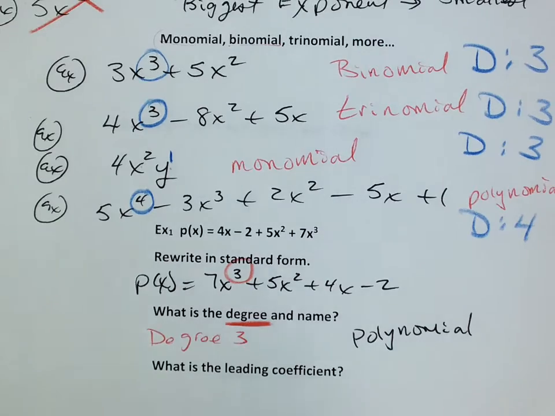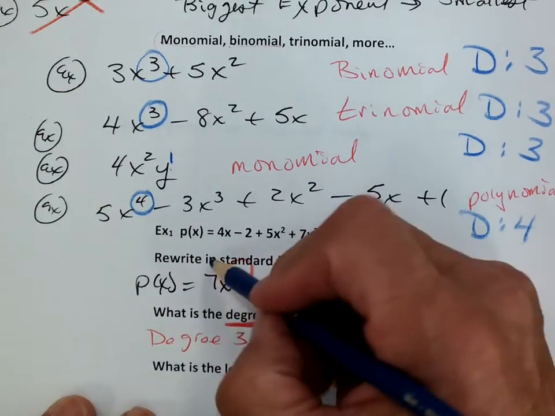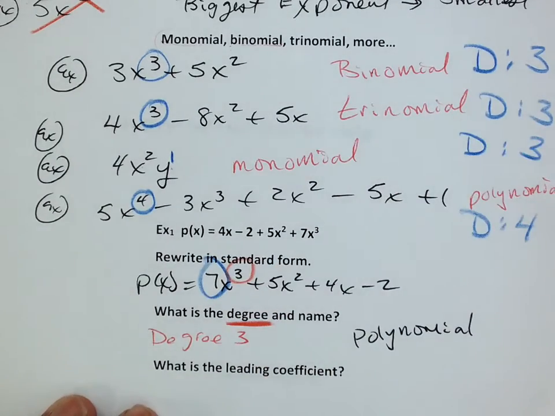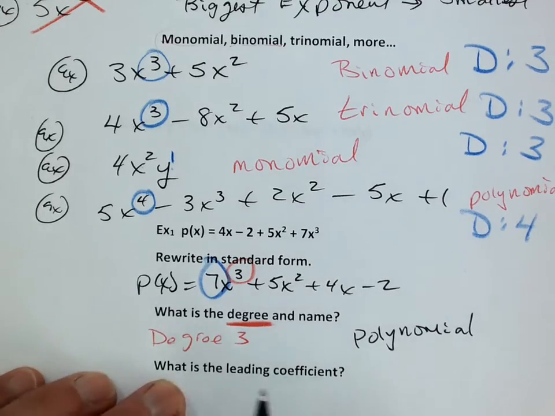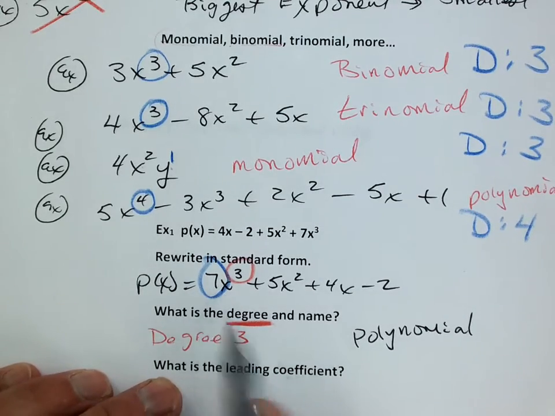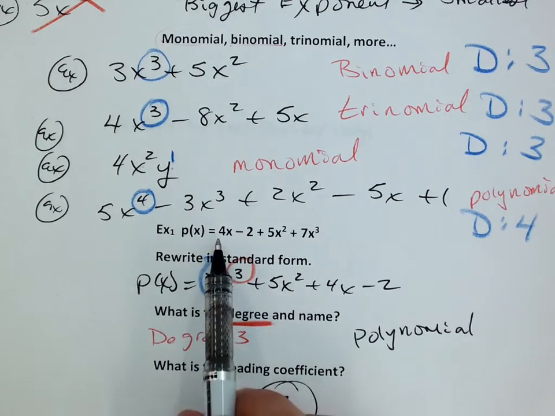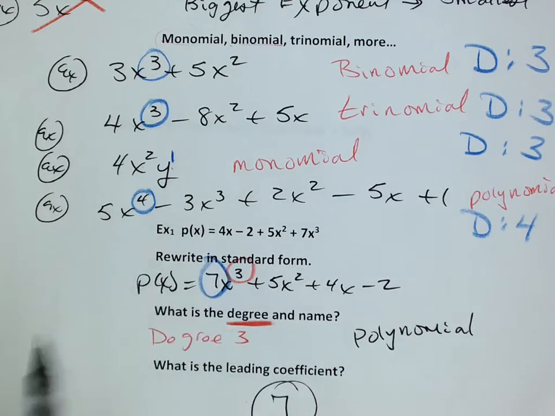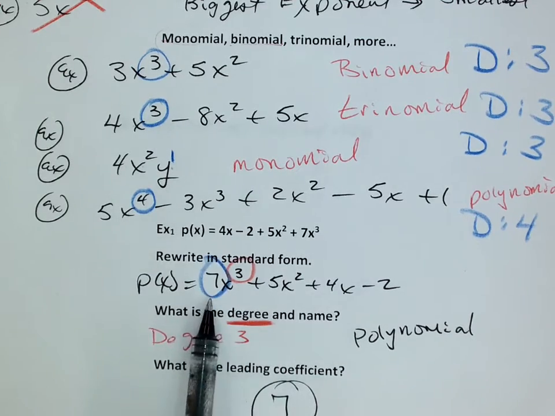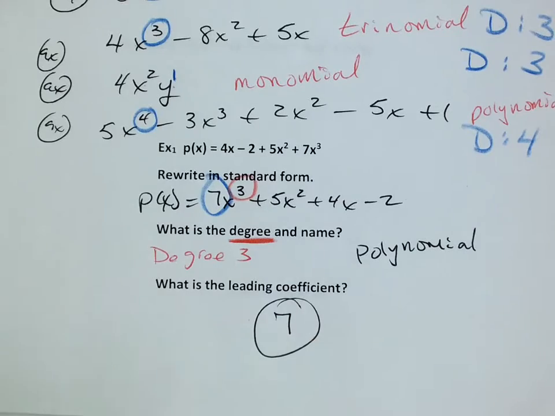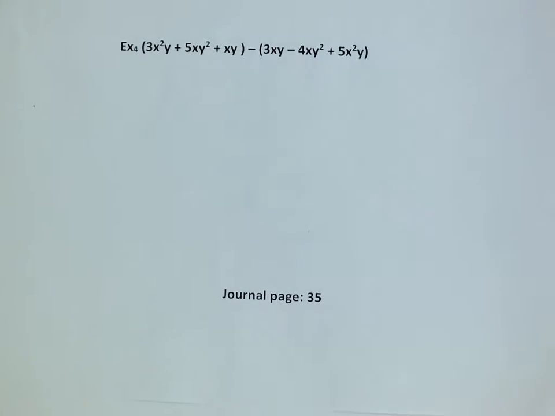Okay, the leading coefficient. What's in charge? What's in the lead? That number is in the lead. It's in the front. That's my leading coefficient. It is the first number in front of a variable. The 7 is the leading coefficient after you rewrite it in standard form. Not the 4. Nope, not the 4. You have to rewrite it first. The leading coefficient is the 7. Okay? I'm going to turn my page. Here we go.